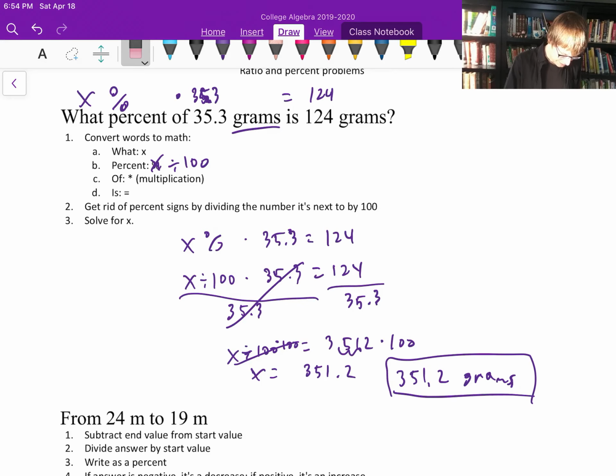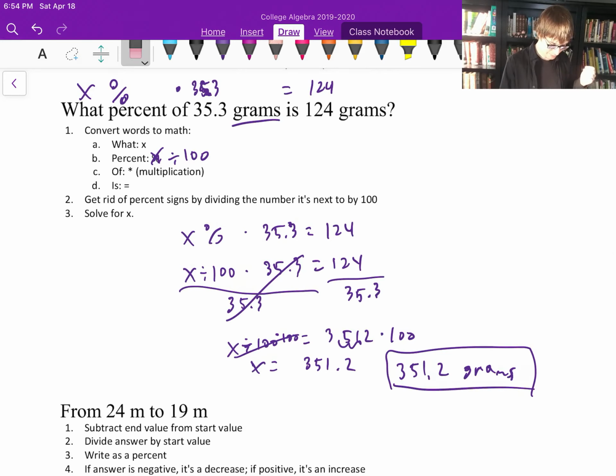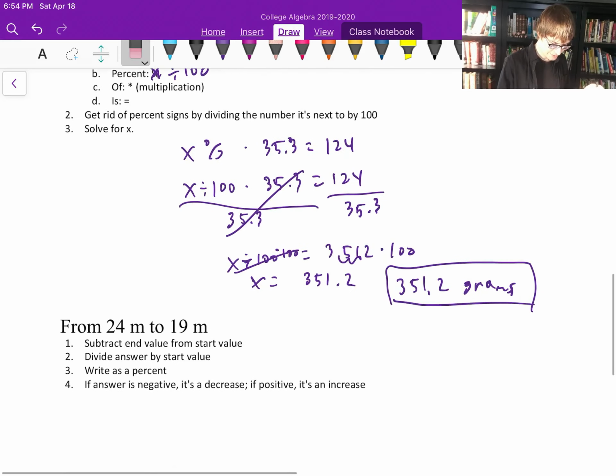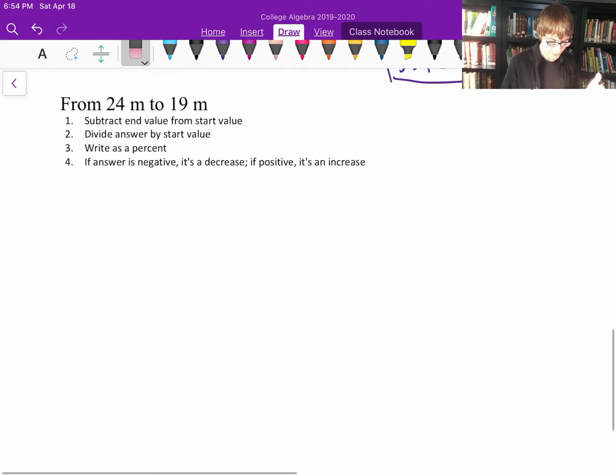Okay. Now let's say you're trying to find the percent difference. This is the other kind of problem you'll see. You want to find the percent difference from one number to another number. Again, it's a really straightforward process. You just got to follow the process and you'll be good to go.